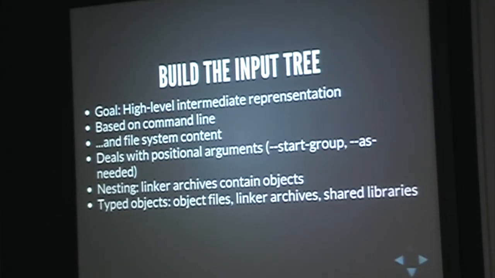So when we build the input tree, the goal is to have a high-level description of what the user wants us to do. So basically, this takes the command line and applies whatever knowledge is necessary from the file system. So basically, if the command line says, okay, I want to link against libc, this is the phase where it decides what libc we actually want to look at.